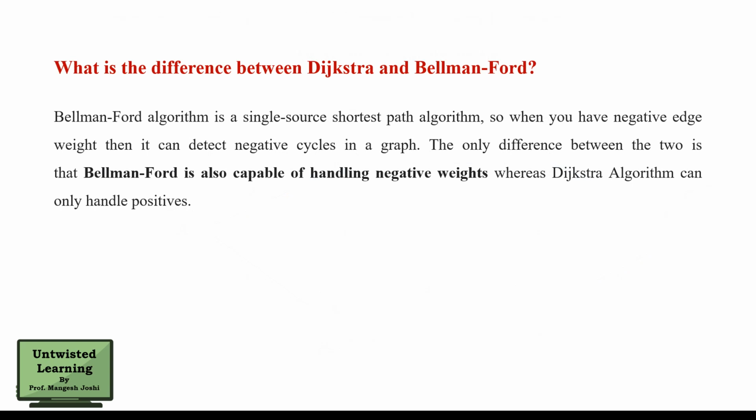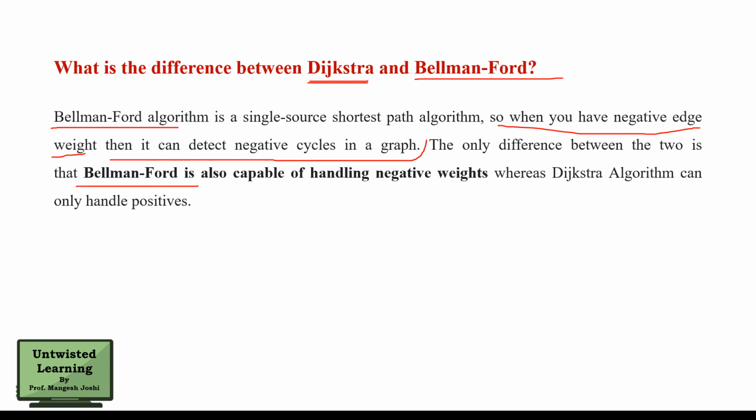So what is the difference between the Dijkstra algorithm and Bellman-Ford algorithm? Both are single source shortest path algorithms. When you have a negative edge weight, Bellman-Ford can detect negative cycles in the graph. The only difference between the two algorithms is that the Bellman-Ford algorithm is also capable of handling negative weights, whereas the Dijkstra algorithm can only handle positive values.